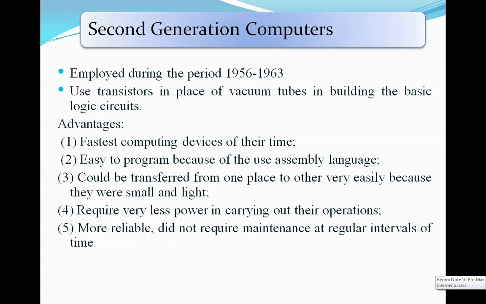Advantages of second generation of computer: fastest computing device of their time, easy to program because of the use of assembly language. It could be transferred from one place to another very easily because they were small and lightweight, and required very less power in carrying out their operation. They were more reliable and did not require maintenance at regular intervals of time.